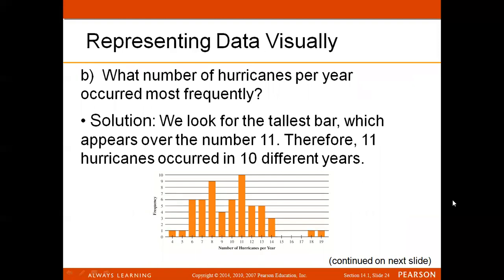What number of hurricanes per year occurred most frequently? So that was the 11 we pointed out, right? Because that one goes all the way up to the 10. No other amount of hurricanes goes up to the 10. And so for the number of hurricanes per year, that would be 11. The answer they provided is we look for the tallest bar, which appears over the number 11. Therefore, 11 hurricanes occurred in 10 different years.